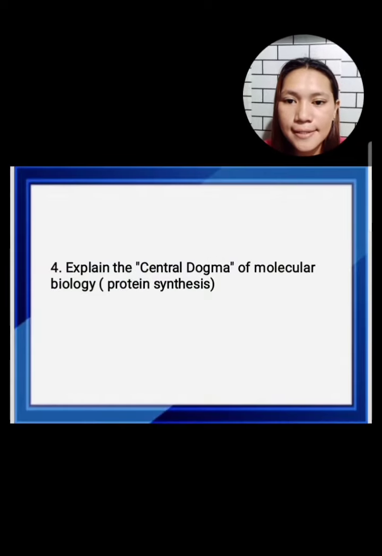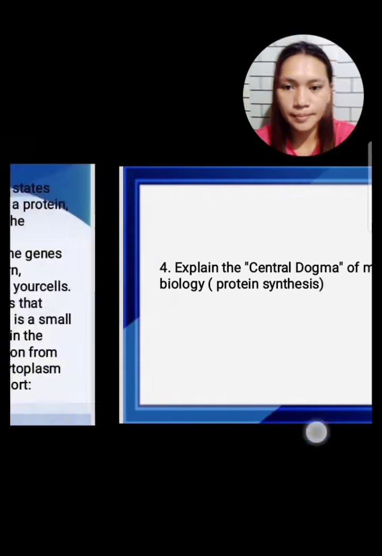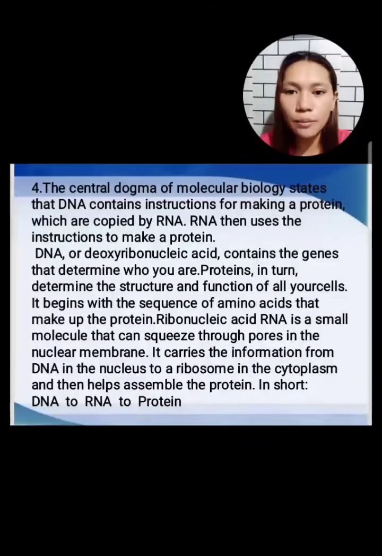Number 4 is, explain the central dogma of molecular biology, protein synthesis. The central dogma of molecular biology states that DNA contains instructions for the making of protein, which are copied by RNA. RNA then uses the instructions to make a protein.